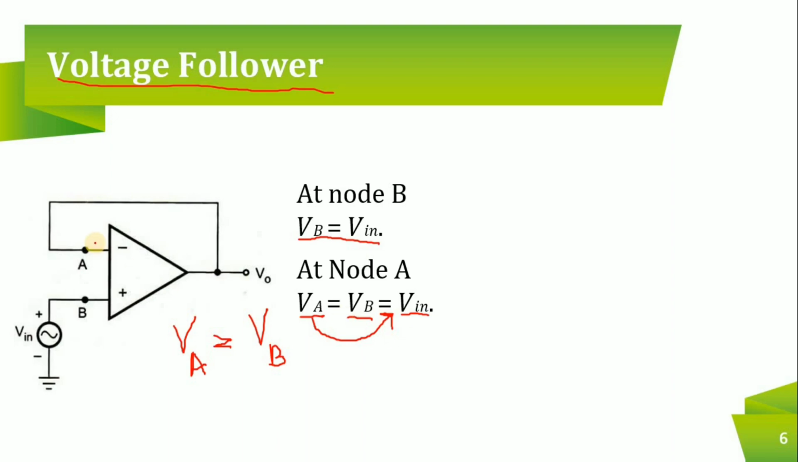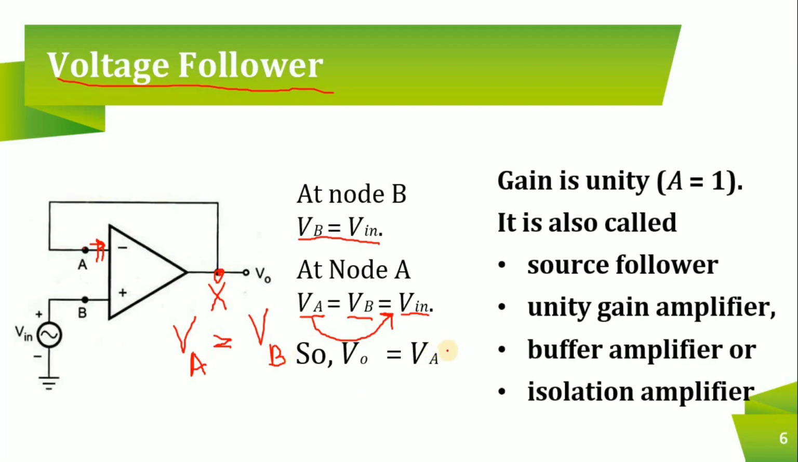To understand what is V0, we know that the input impedance of an op-amp is infinity. It means that there is no current flow towards the op-amp. That is, whatever the voltage is at node A, the same voltage you will have at node V0. If I say this is node X, then whatever the voltage you have at node A is the same as that of node X. That means even X is at the same potential as VA. It means V0 is equal to VA, that is nothing but V0 is equal to Vin. It means the output voltage will follow the input voltage.